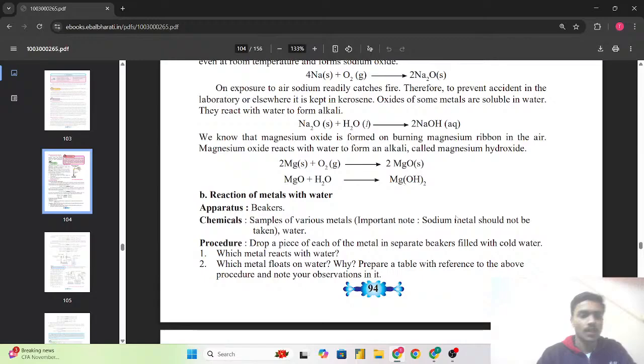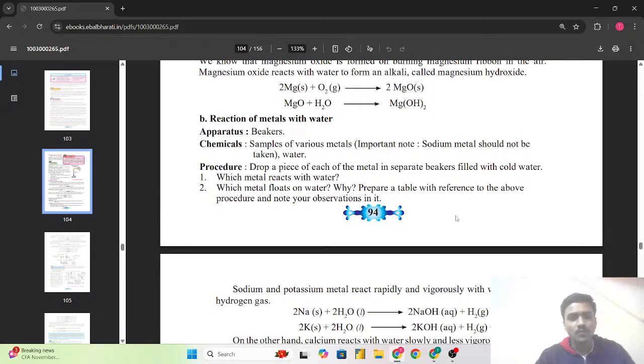Next is the reaction of metals with water. So what will happen after the metal reacts with water? As given here, there is an experiment in your science lab book. So you are going to perform this experiment in the school lab.